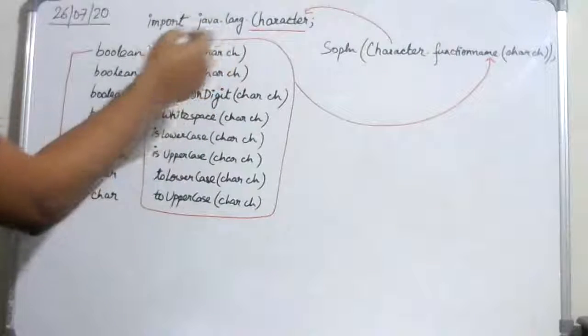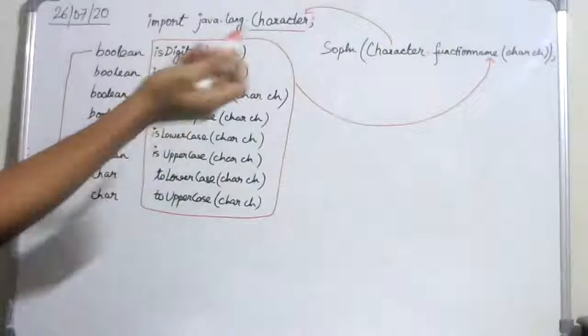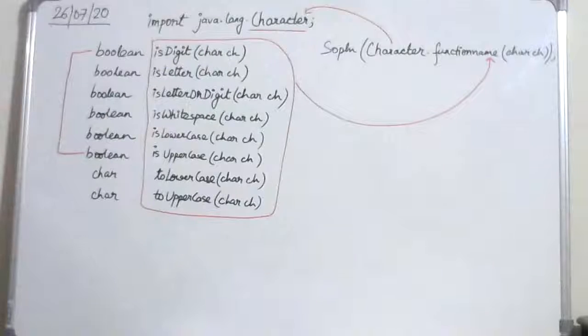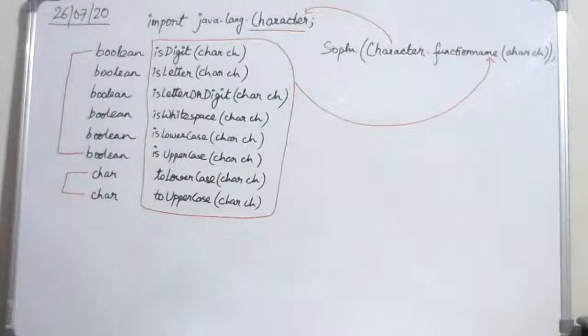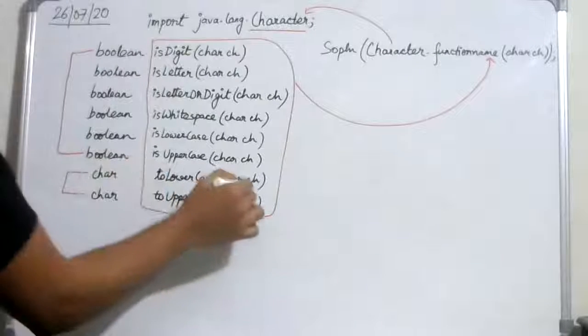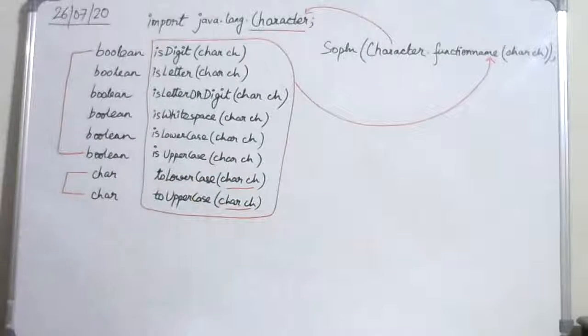So this checks whether the character is a digit. The second function checks whether the character is a letter. The third function checks whether the character is a digit or a letter, and so on. Whereas the last two functions that have a return type of char actually return a character to me. So I pass a character as an argument to each of these functions, and I get a character in return after some operation is done on that character.